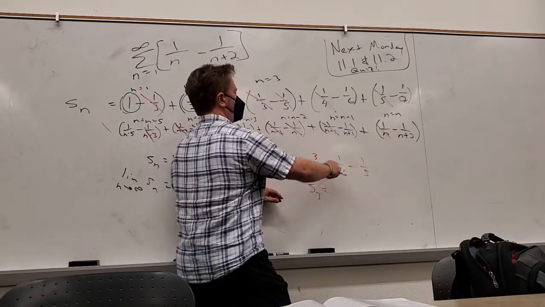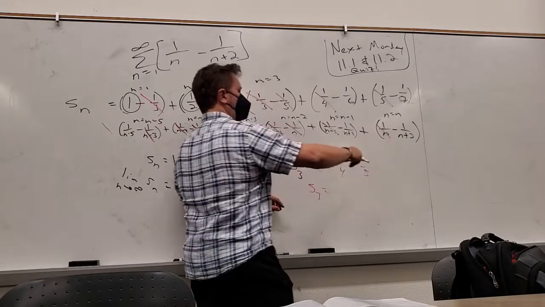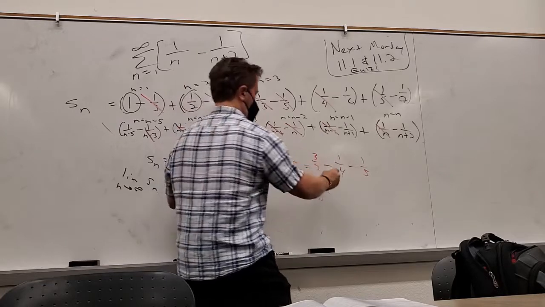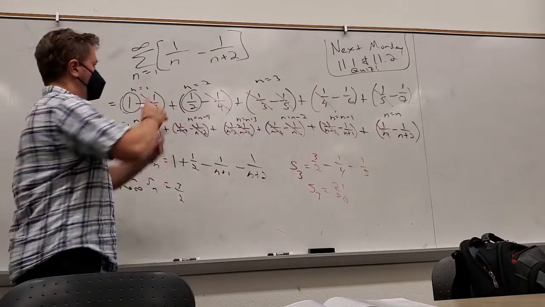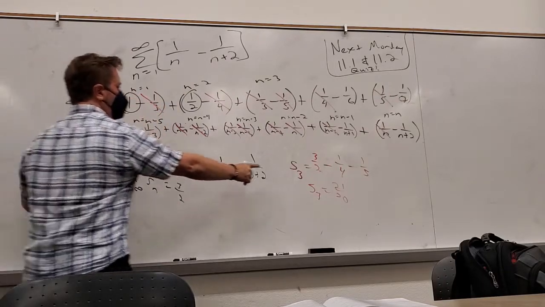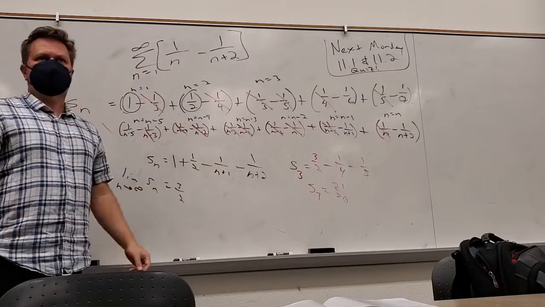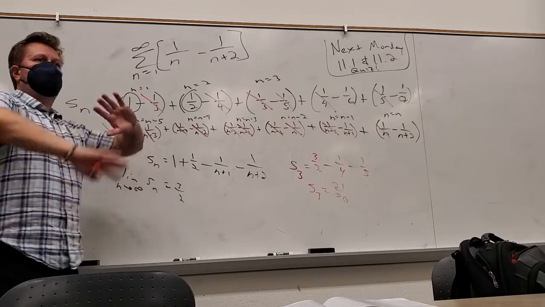Times 10, times 5, times 4, so 30 minus 5 minus 4 is 21 over 20. Quick math, right? Yes. All right, let's do it this way. S3 means the sum of the first 3 elements. That's what S3 means. So now I'm verifying it.